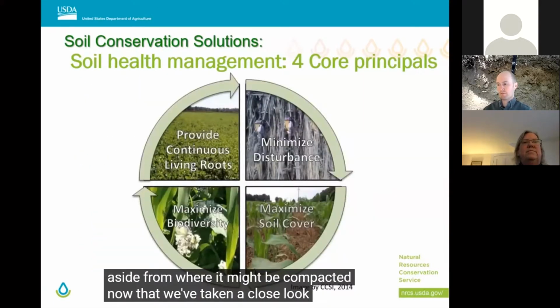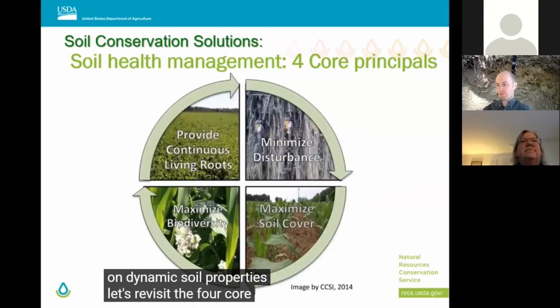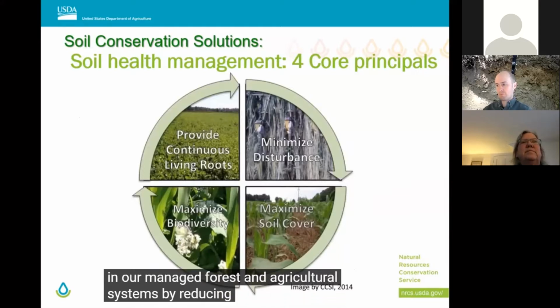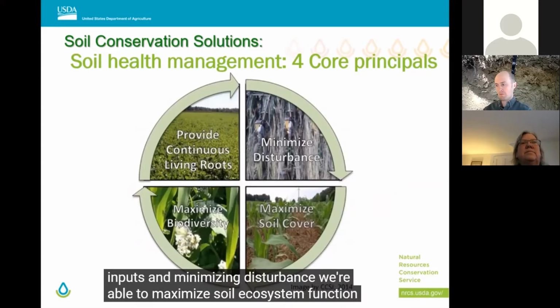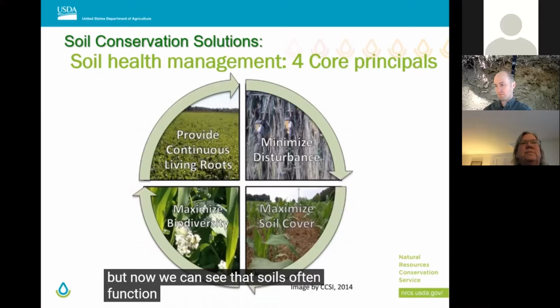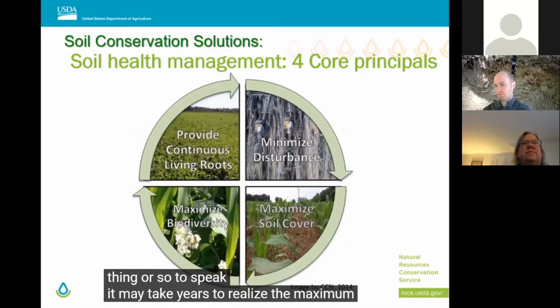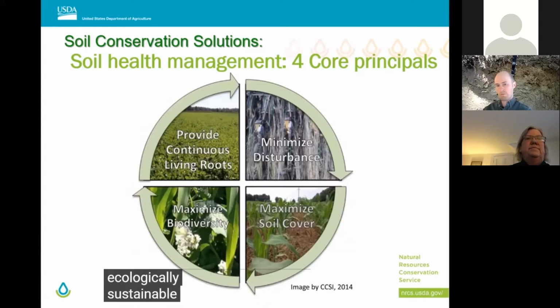Now that we've taken a close look at these three land uses and their effects on dynamic soil properties, let's revisit the four core principles of soil health. In our managed forest and agricultural systems, by reducing inputs and minimizing disturbance, we're able to maximize soil ecosystem function. It's a little counterintuitive at first, but now we can see that soils often function best when we let them do their thing, so to speak. It may take years to realize the maximum potential of any given soil, but long-term, applying soil health principles is an economically and ecologically sustainable soil management method.